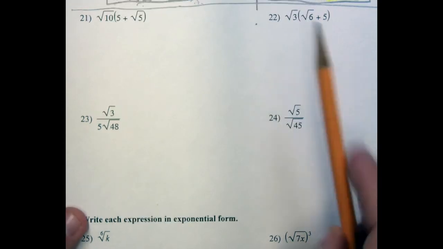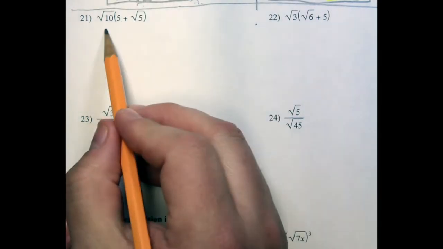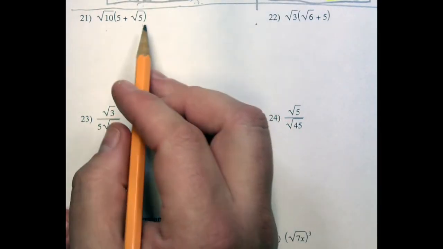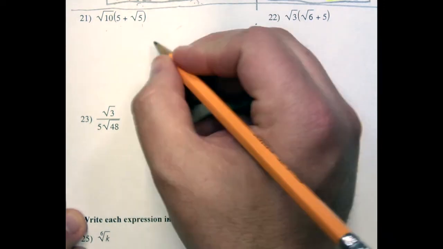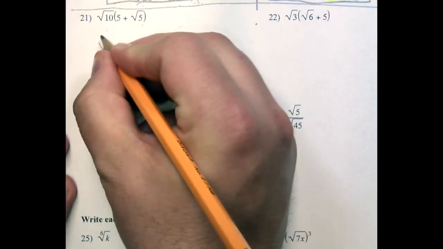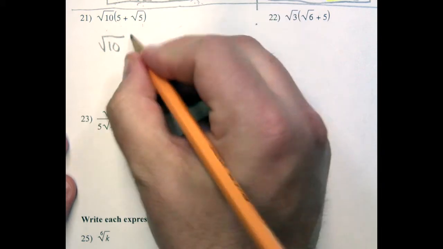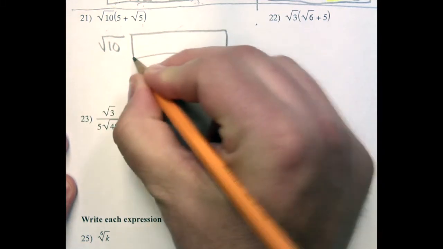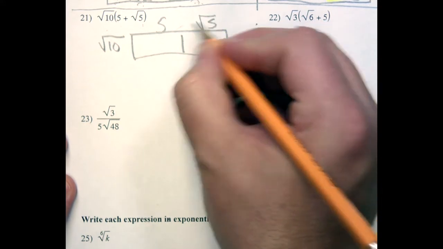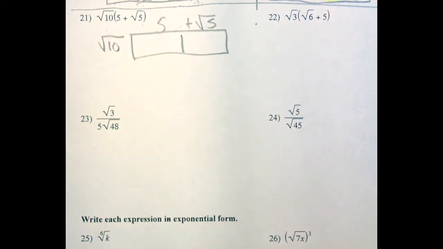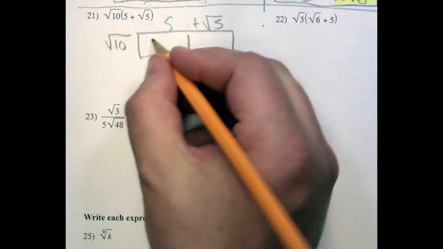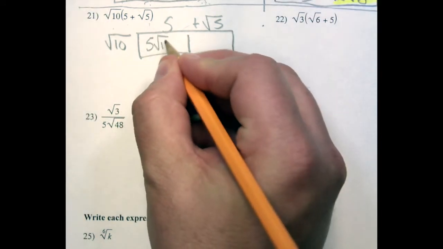21, it's more of the same, except now I have the square root of 10 times these two terms. I want to show you, write it down exactly the way I write it down. The square root of 10 times 5 plus the square root of 5. Okay? I wrote this kind of big. This is just 5 square root of 10.